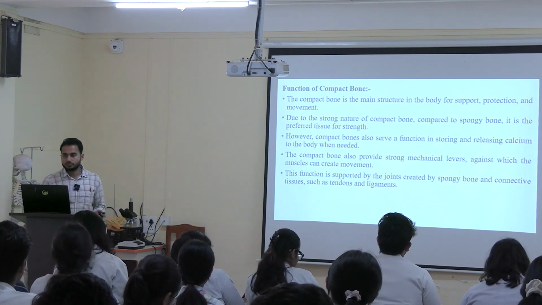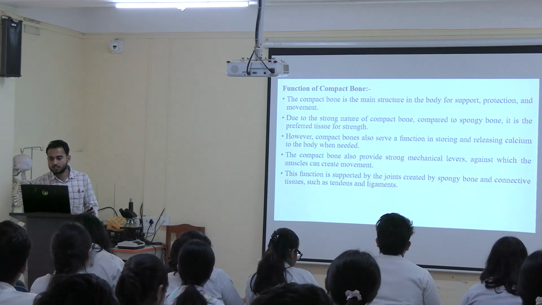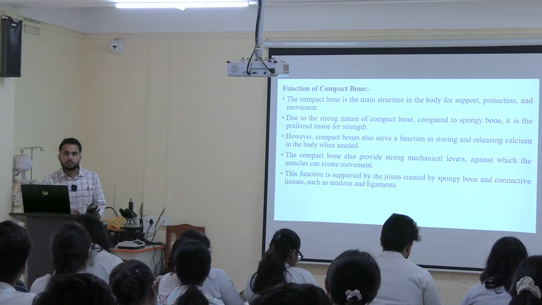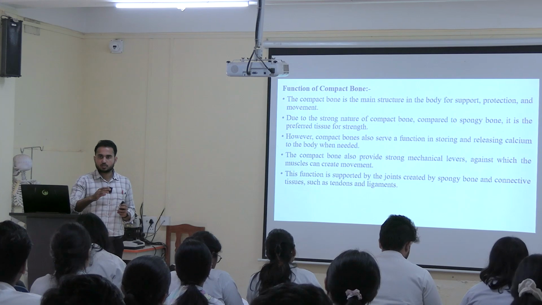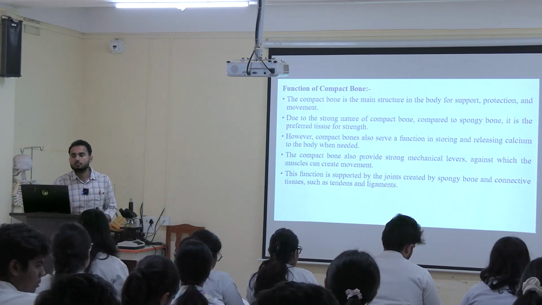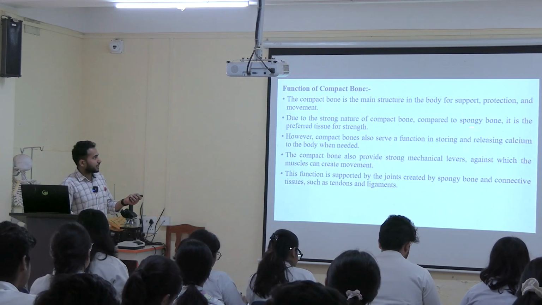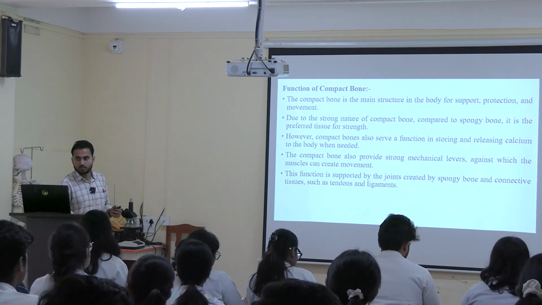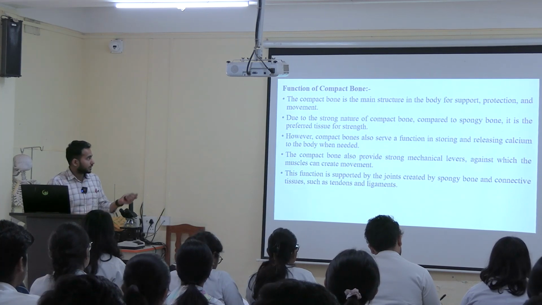Next, if you see the function of the compact bone, the compact bone is the main structure of the body for support, protection, and movement. I have shown you in the diagram that on the outer aspect the compact bone is present. So any protection provided by the bone is provided by the compact bone. Next, due to the strong nature of the compact bone compared to the spongy bone, it is referred to as the tissue strength. So tissue strength provided by the bone is of the compact one.